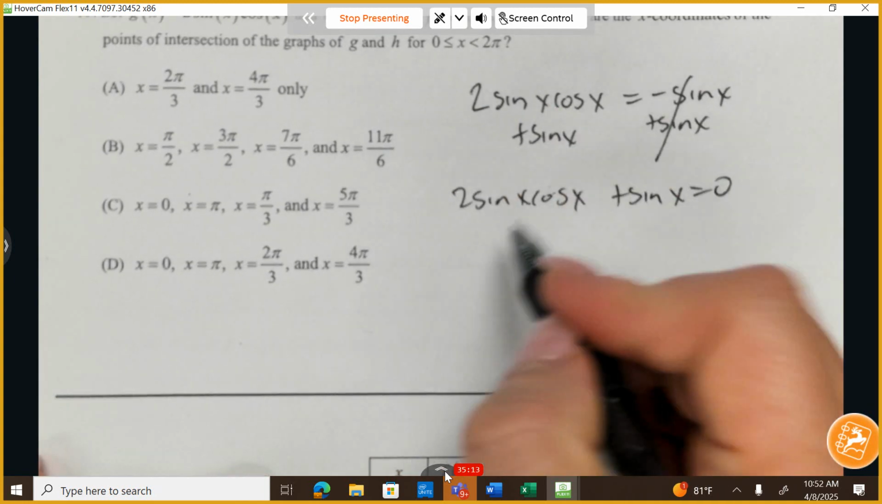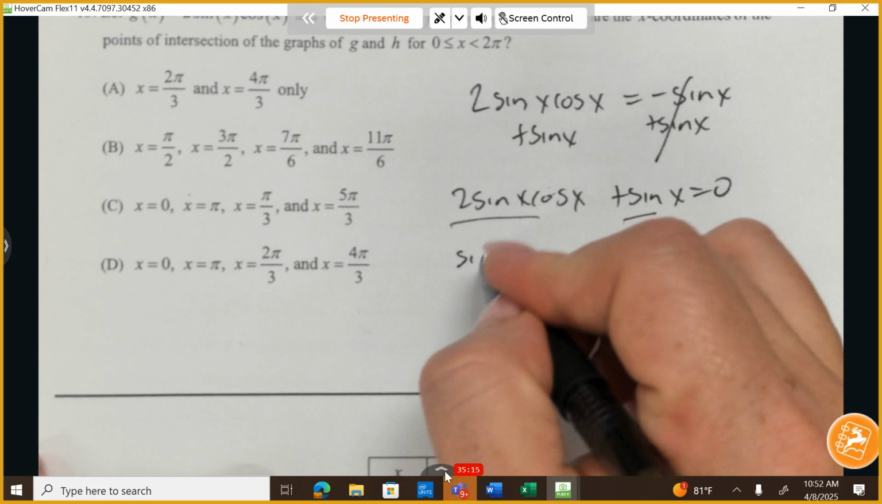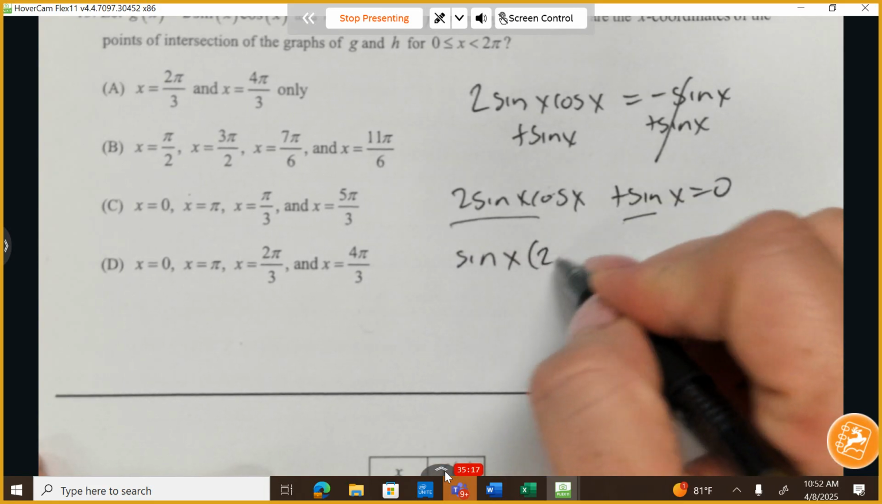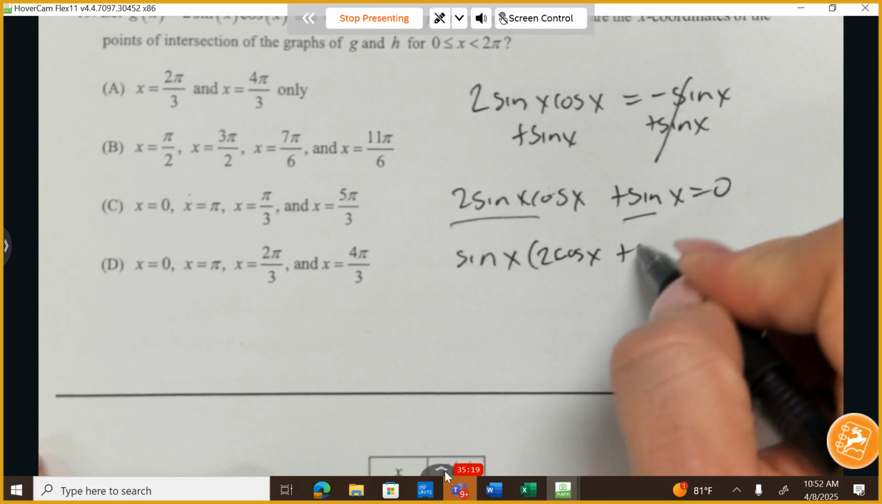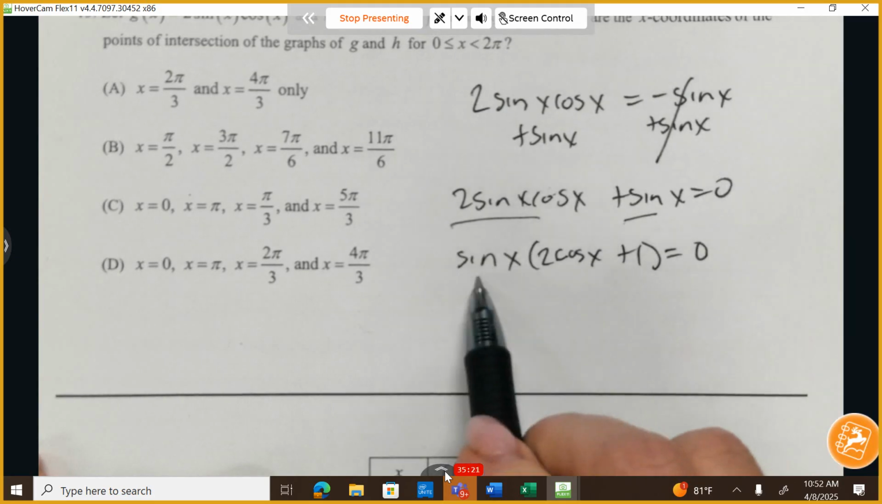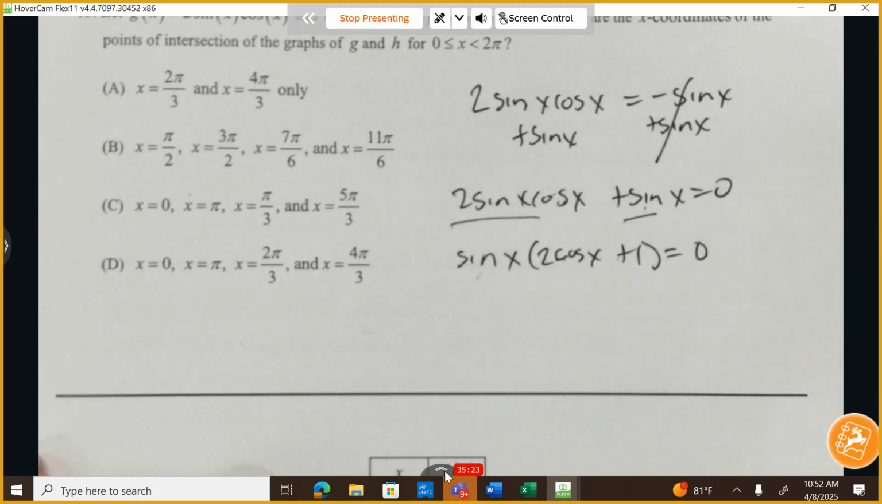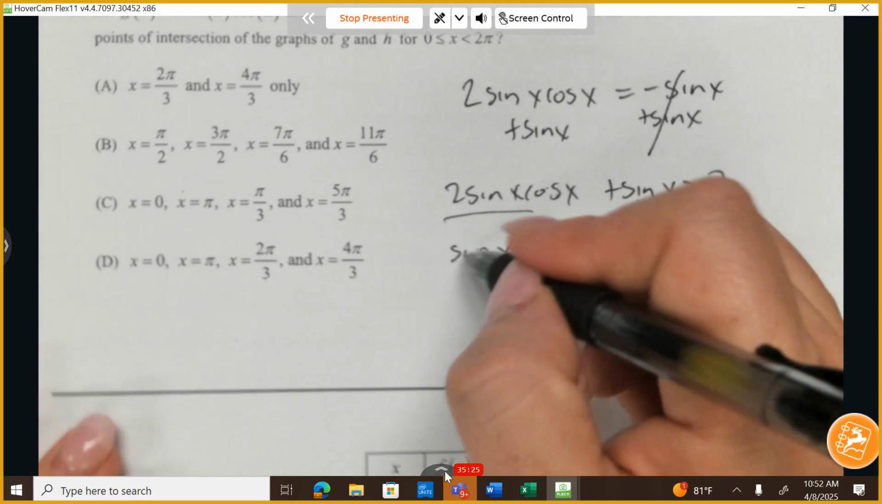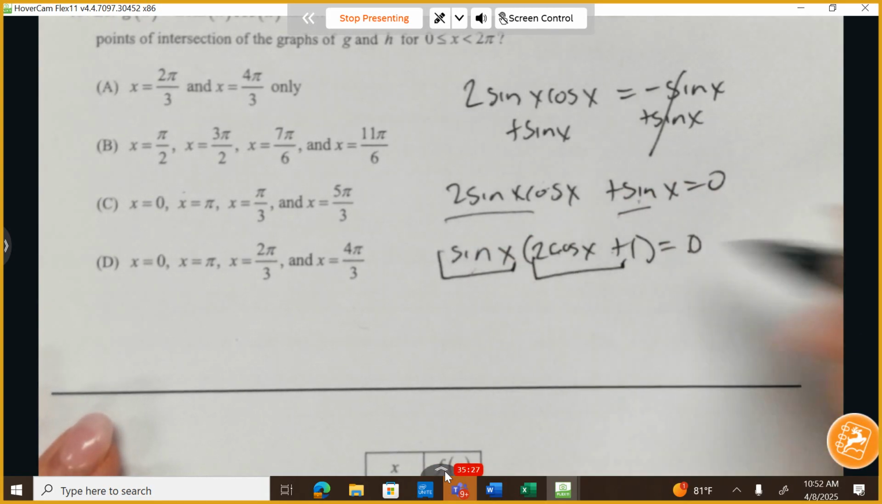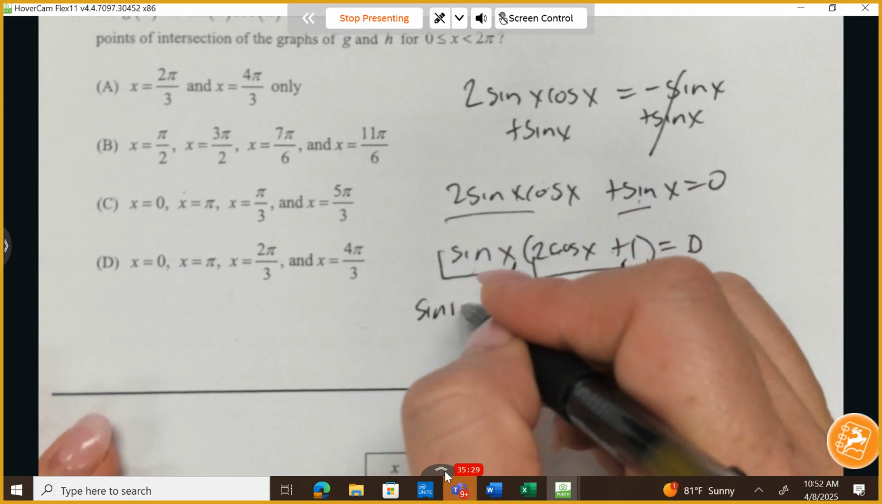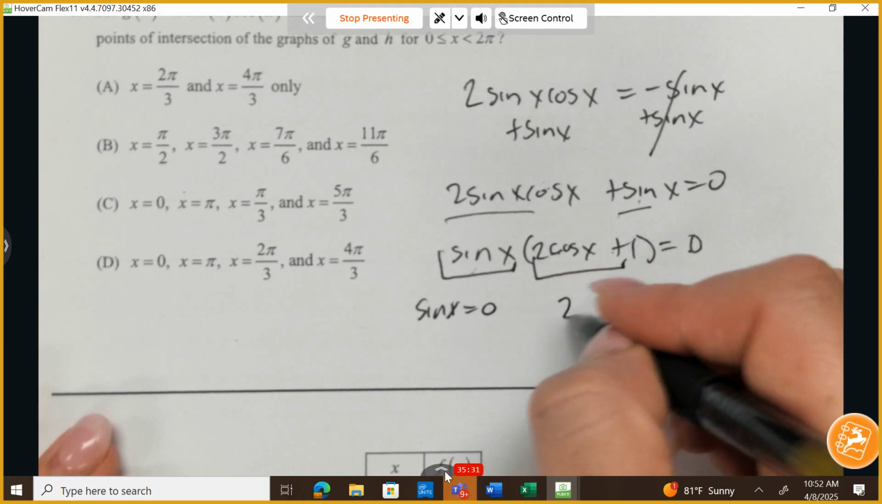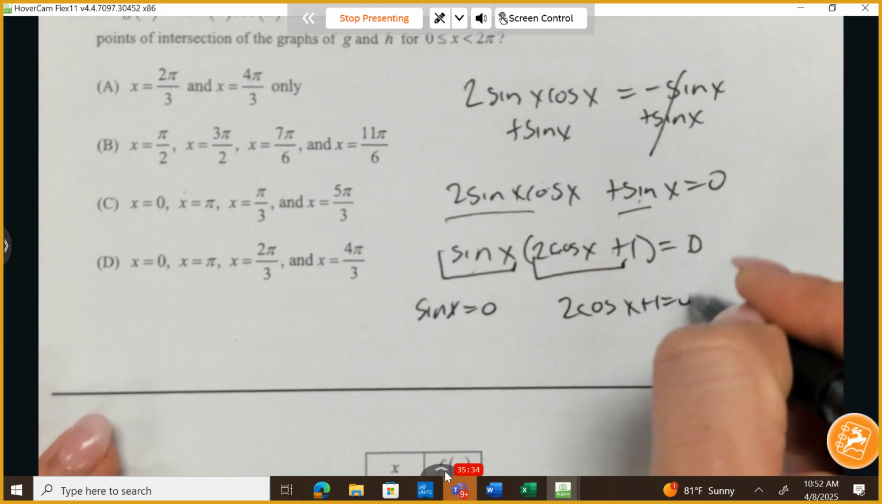Now on this side, notice the left and the right both contain a sine, so let's factor out a sine. I'd be left with 2 cosine x plus 1. Now I'm checking. Let's make sure I did this right. Multiplies, that looks good. Multiplies, that looks good. What am I going to do next? I'm going to take each one of these quantities and set it equal to 0 and solve. So sine of x equals 0 and 2 cosine of x plus 1 equals 0.